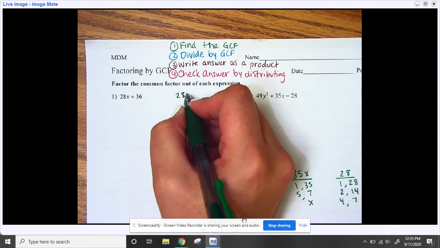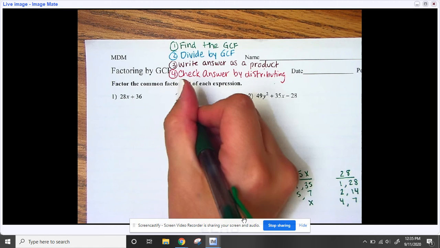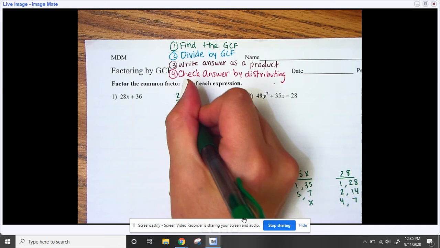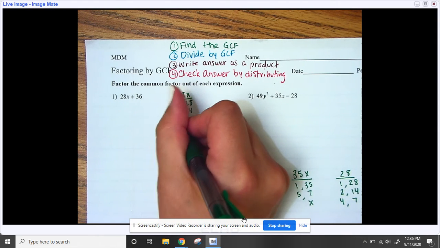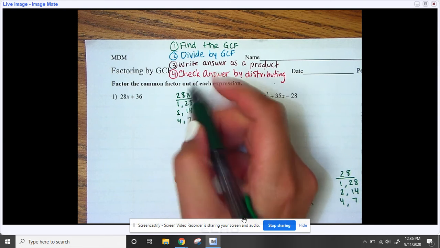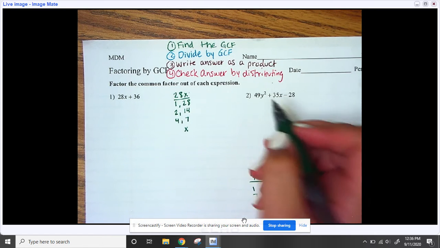So for instance, let's start with 28x. We could multiply 1 times 28. We can multiply 2 times 14. And we could multiply 4 times 7. There's also an x in this term, so I'm just going to tag an x on the bottom. That'll be important later on.